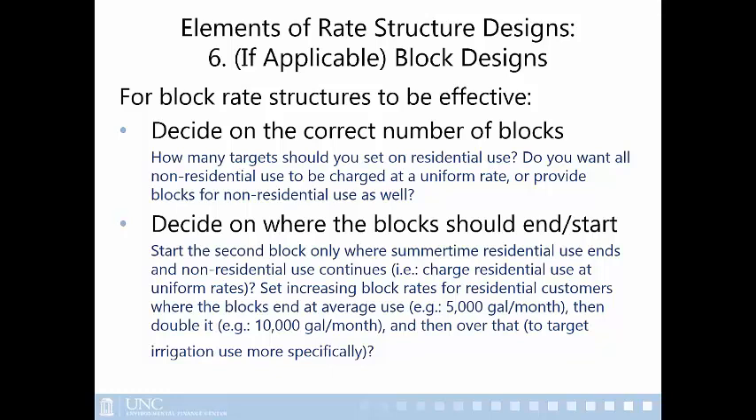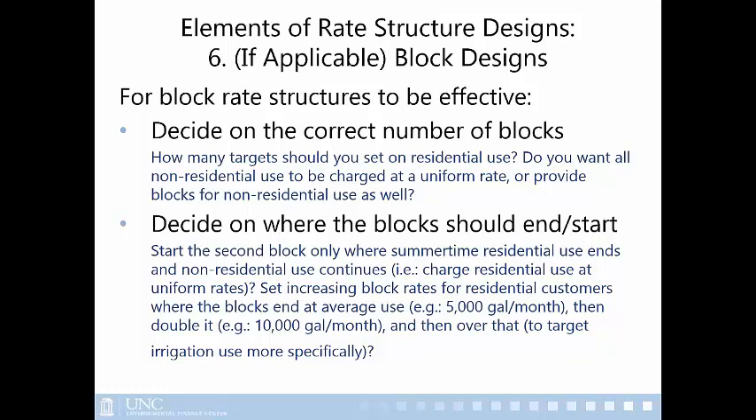But having too few blocks might not provide the communication piece, the price incentive piece that you're trying to communicate through the rate structure design, not specifically the rates, but just to say to your customers, hey, we have an increasing block rate. We want all customers to be conserving. Maybe having 3 blocks is visually easier to portray the strength of that message than having 2 blocks.